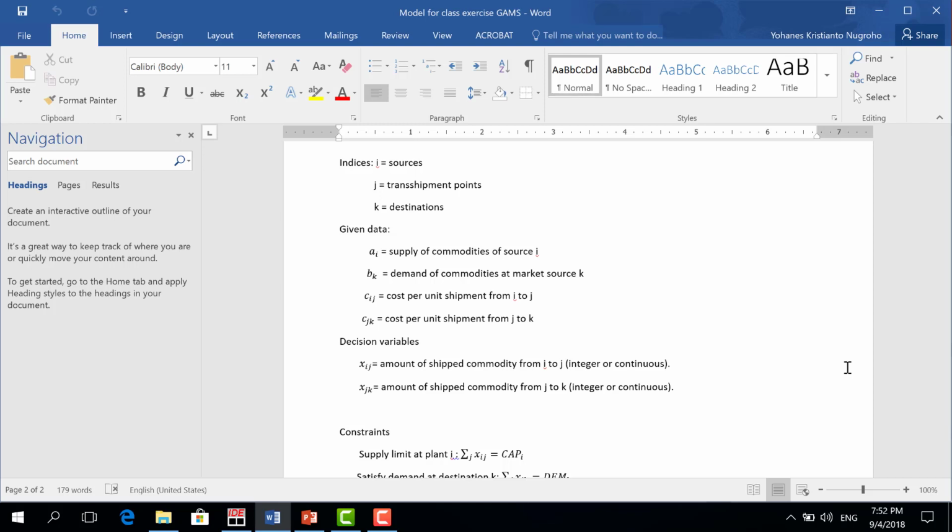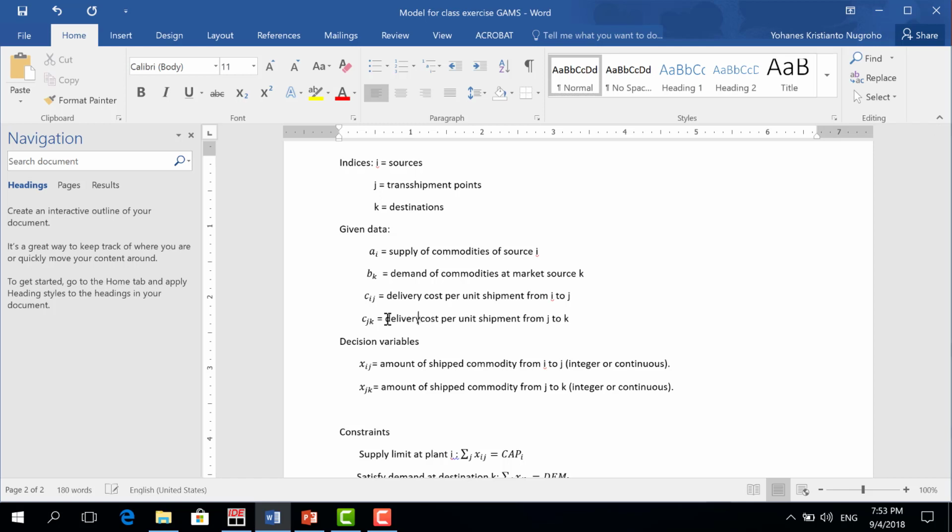And we have also given data. AI is the supply of commodities at source I, and BK is the demand of commodities at market K. We have two different costs here. CIJ is the cost per unit shipment from supplier to transit point, and CJK is the delivery cost per unit shipment from transit point J to K. Okay, I will add delivery costs.